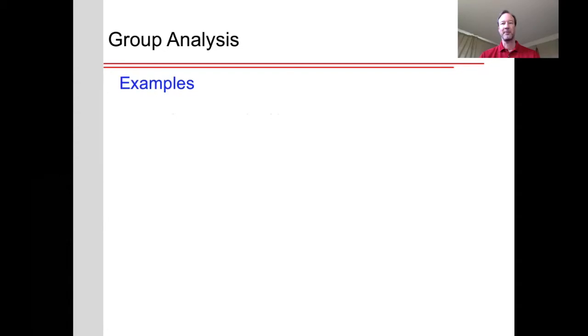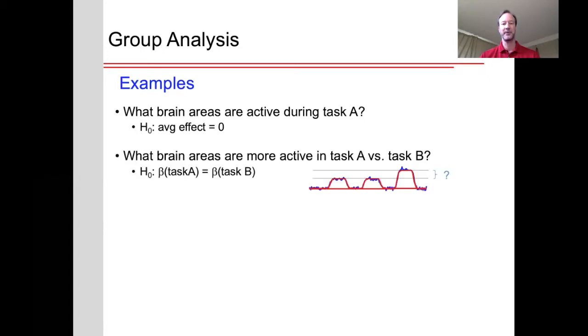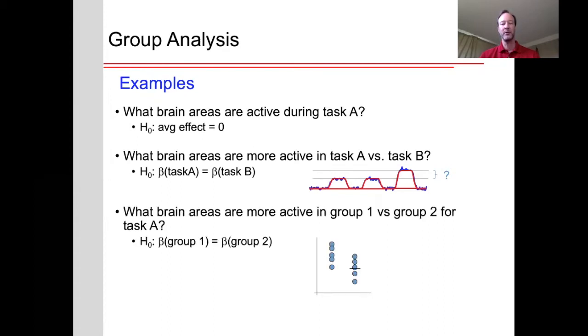Some examples or hypotheses that we might be interested in testing with group analyses include: what brain areas are active during a particular task? In this case, the null hypothesis is that the average effect is 0. What brain areas are more active in one task versus another? In this case, the null hypothesis is that the beta weights, the amplitudes of these two tasks, are the same. Or we might be interested in finding out what brain areas are more active in one group versus another for a particular task. In this case, the null hypothesis is that the beta weights of these two groups are the same.